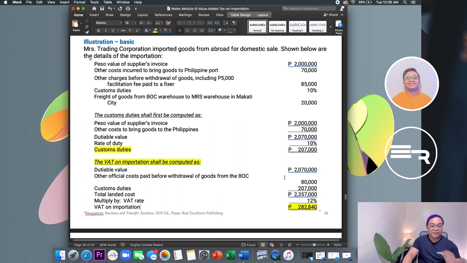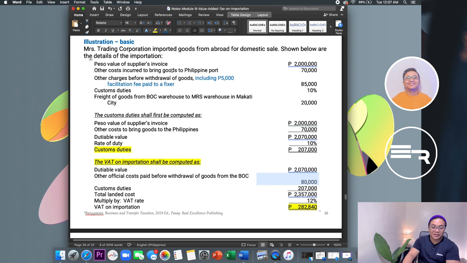Customs duties, sabi, 80,000 daw. Okay, saan nanggaling yung 80,000? Ito. Other official costs paid before withdrawal of goods. So, 70,000 plus yung nakalagay kasi dito, merong fixer na yan, 5,000. So, sabi sa ano natin, hindi pwede yung unofficial and kumbaga mga illegal na mga expenses. So, tatanggalin mo yung 5 dito sa 85. So, 80 na lang marirecord natin dito.